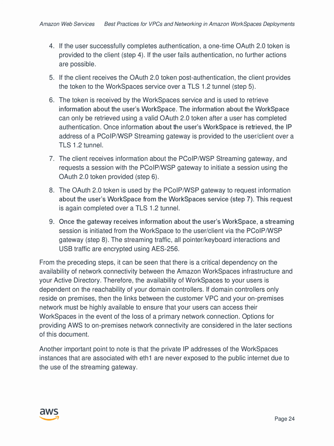From the preceding steps, it can be seen that there is a critical dependency on the availability of network connectivity between the Amazon WorkSpaces infrastructure and your Active Directory. Therefore, the availability of workspaces to your users is dependent on the reachability of your domain controllers. If domain controllers only reside on premises, then the links between the customer VPC and your on-premises network must be highly available to ensure that your users can access their workspaces in the event of the loss of a primary network connection. Options for providing AWS to on-premises network connectivity are considered in the later sections of this document.